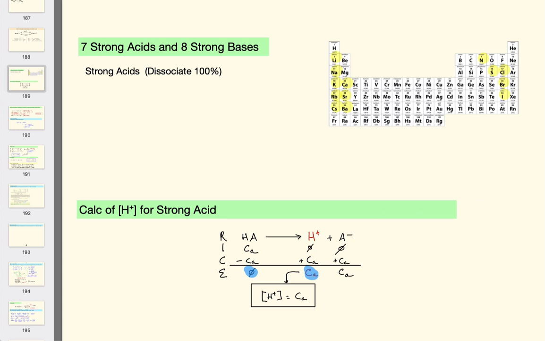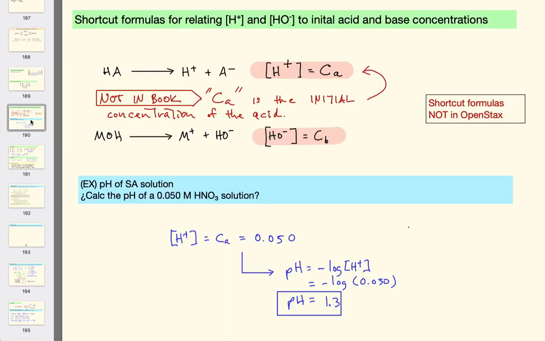Okay, so let's now take one of those questions. Shortcut formulas. As far as the shortcut formulas go, you now know the shortcut formula for H plus concentration for a strong acid is just equal to your initial concentration. And likewise for a strong base, of course, Cb is going to represent the initial concentration of your strong base. It's just going to equal whatever the hydroxide concentration is.